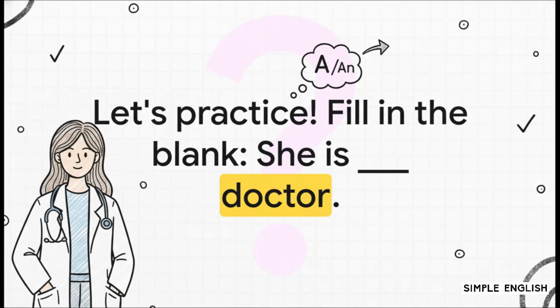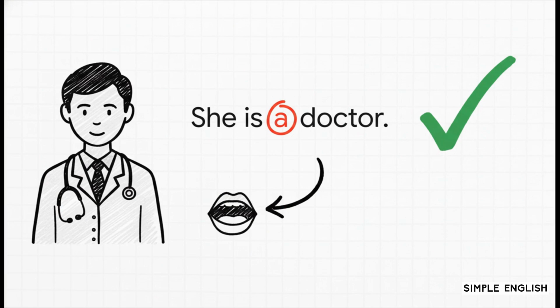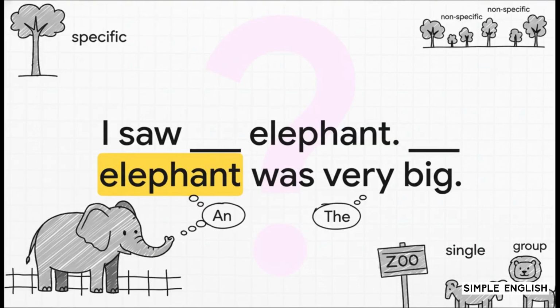All right, you ready? Time for a quick practice round. First one, she is blank, doctor. What do you think goes in that blank? And the answer is A. She is a doctor. We use a here because we're talking about her job. It's a singular noun, and of course, doctor starts with a consonant sound. Easy enough.